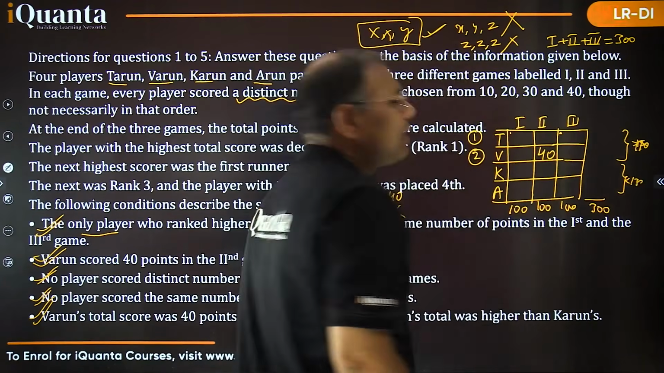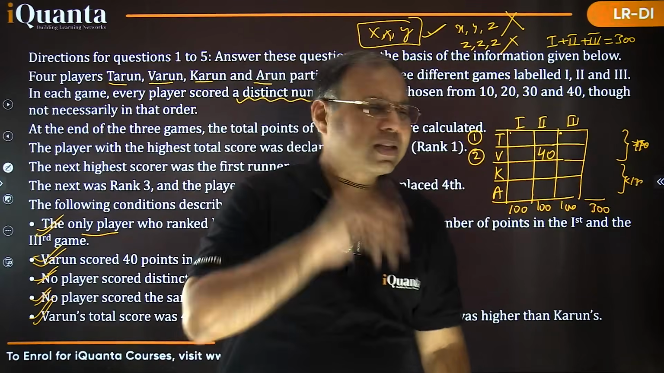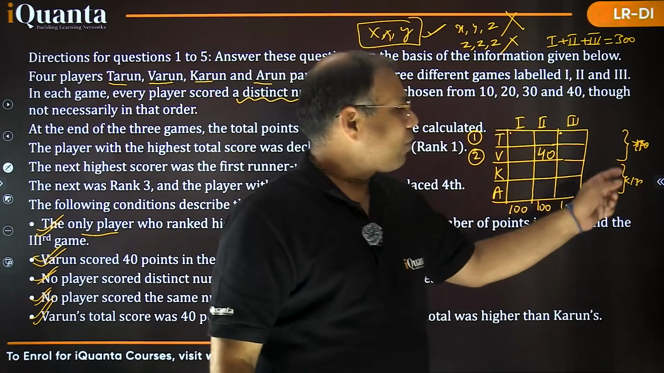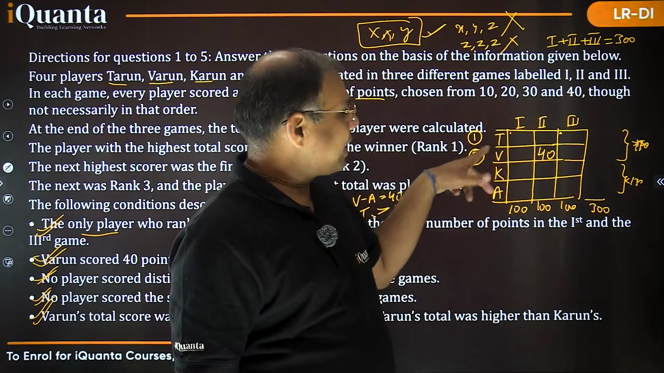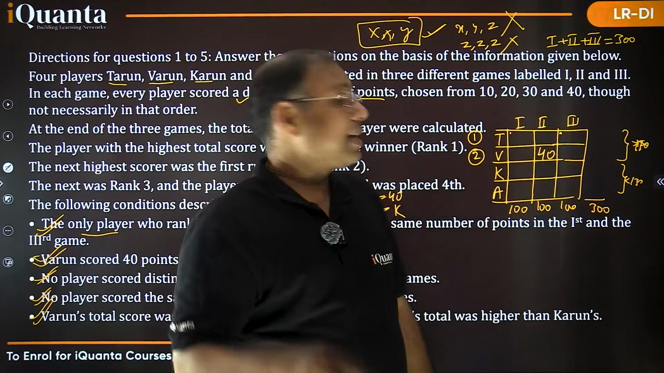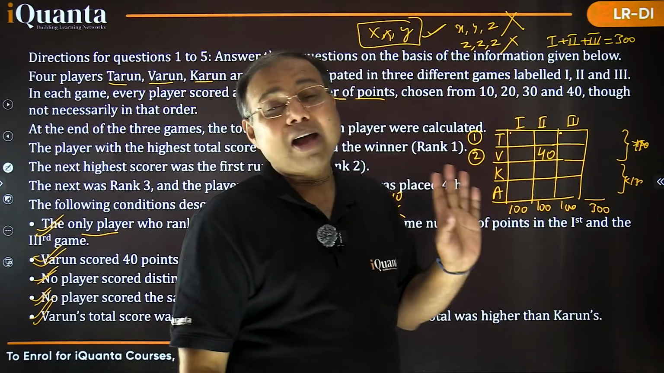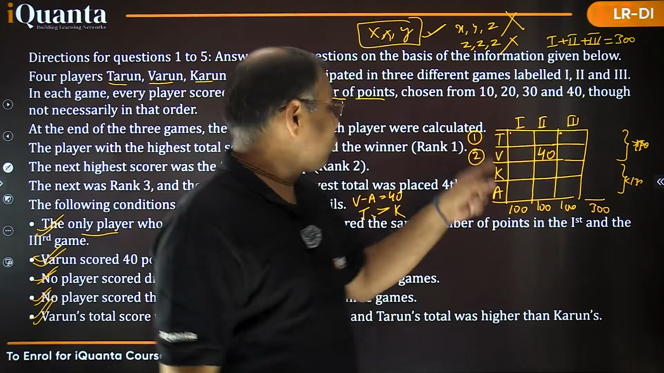Achha, why am I saying so? Just think once again, listen once again. If it is 170 and it is 130, the gap of 40 is confirmed. V and A gap of 40 is confirmed. But in that case, the remaining two have to have equal values, which is not possible because T is also more than K.